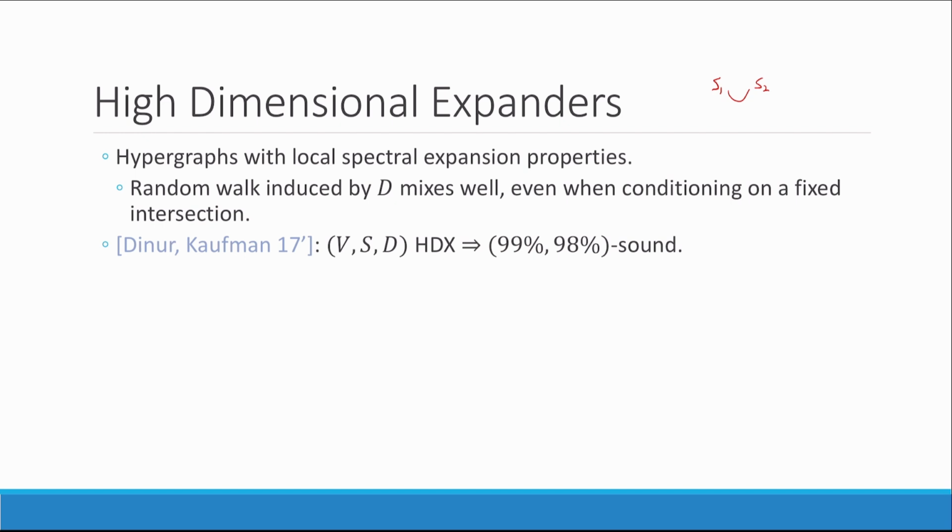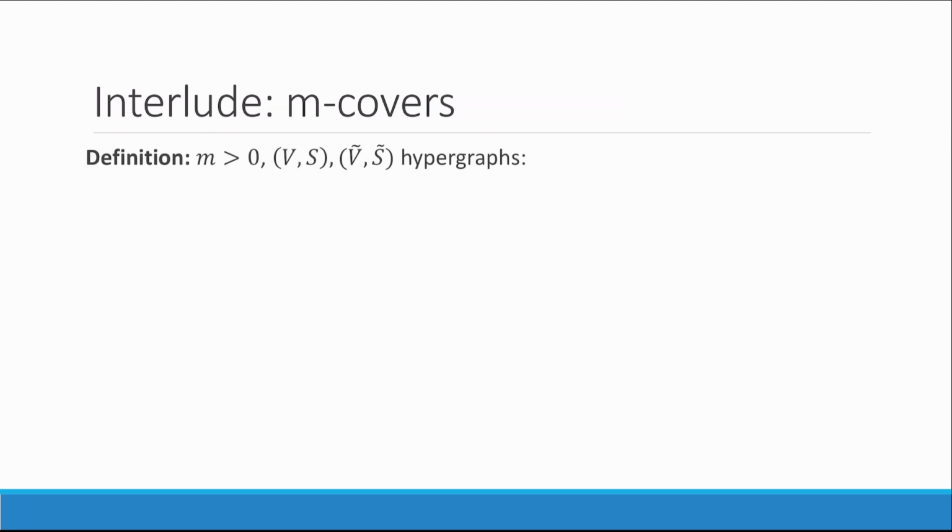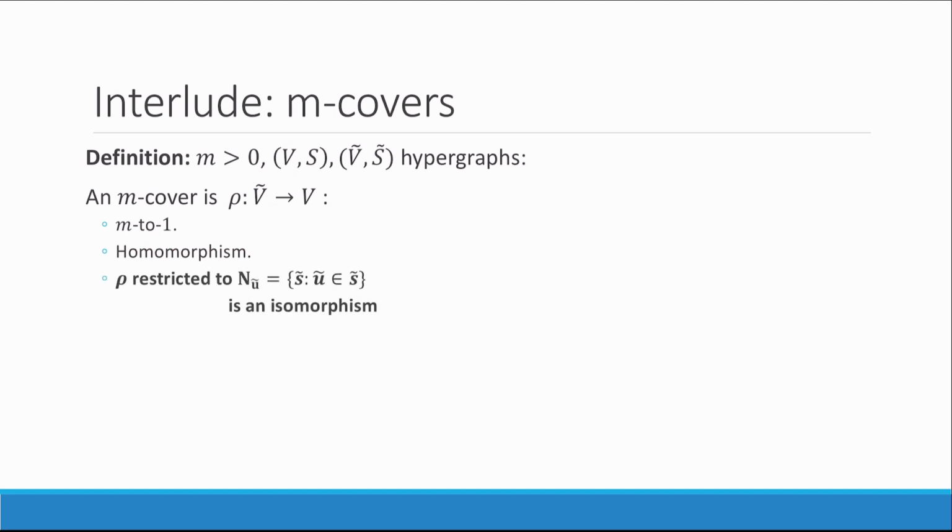However, we also need a second property that relates to a topological notion called covers. Given some integer m greater than 0 and two hypergraphs, an m cover is a function from the vertices of one hypergraph to the other that has three properties. It is m to 1, so every point here has exactly m pre-images in v tilde. Second property, it is a homomorphism. And the third property is that if you restrict this function to a neighborhood of some vertex here, then it is an isomorphism between the neighborhood of that vertex and the neighborhood of the image.